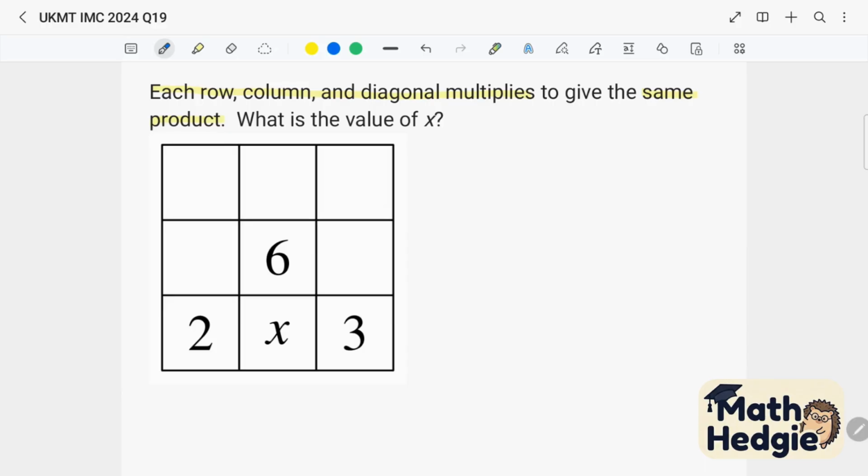Let's fill the blank step by step. First, let's name these four boxes A, B, C, D, so that we can refer to them more easily. Let's start. Focus on the bottom row. 2 times x times 3 equals 6x. This must be the magic product.